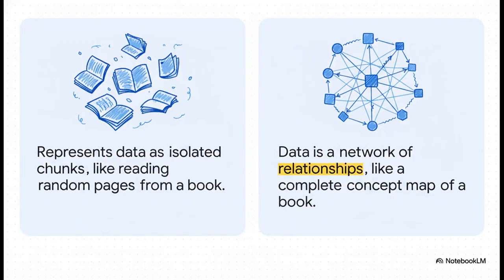And this gets to the fundamental difference in approach. See, vanilla RAG is like reading random disconnected pages from a book. You get little snippets, but you completely miss the plot. The goal of these more advanced systems is to create a complete concept map of the entire book, to understand how every character, every place, and every event are all linked together.